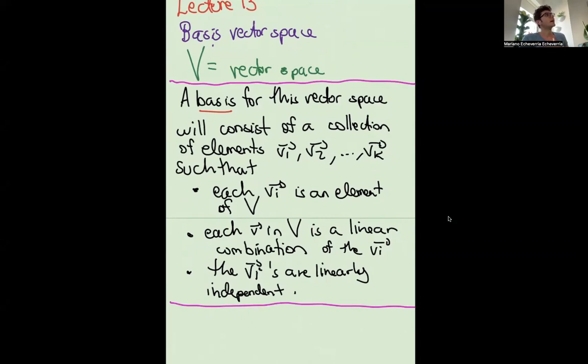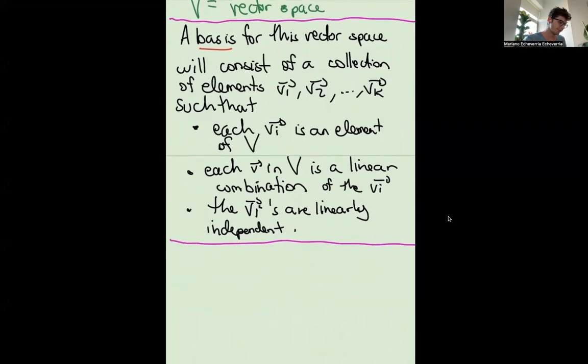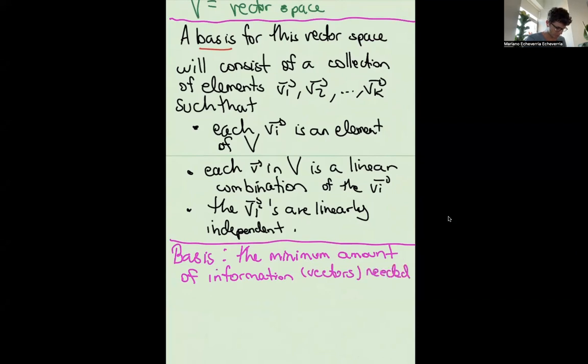You'll see in a moment, it's useful to think of a basis as the minimum amount of information needed to describe each vector of the vector space. So a basis is kind of like the minimum amount of information, or vectors, to describe every other vector.